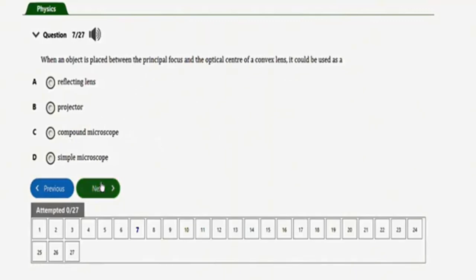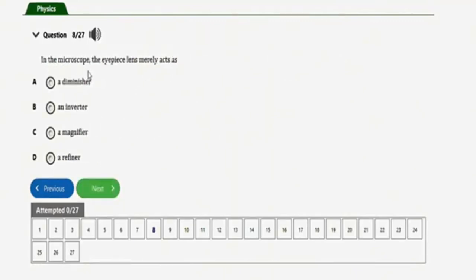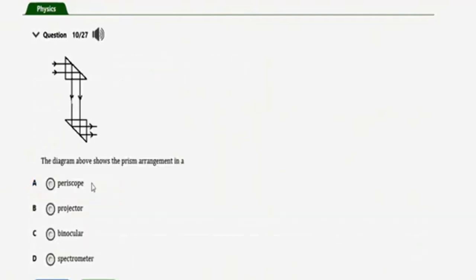Next repeated question says in the microscope, the eyepiece lens merely acts as a magnifier. Alright, the correct option here is option C. Next repeated question says which part of the human eye is responsible for focusing light onto the retina, that's the lens. Option C is the correct one. Next question: the diagram above shows the prism arrangement in a periscope. So the correct option here is option A.